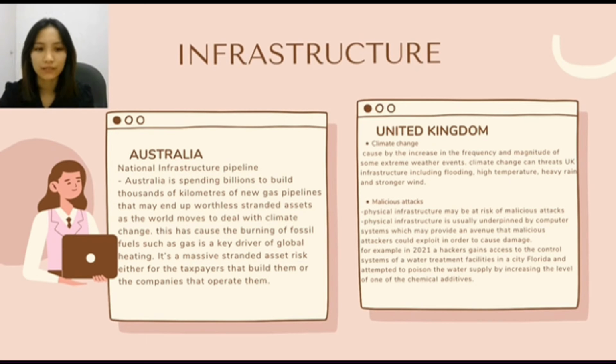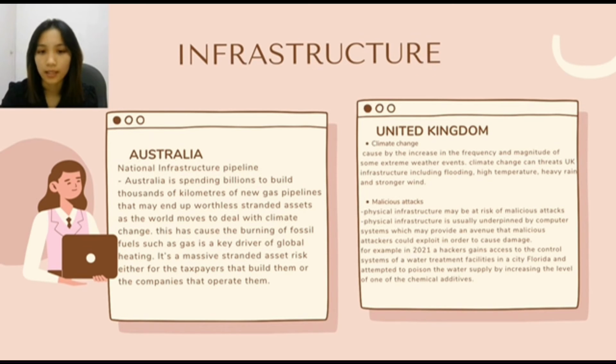It's also a massive stranded asset risk, either for the taxpayer that built them or the company that operates them. In the United Kingdom, climate change is causing an increase in the frequency and magnitude of some extreme weather events. Climate change can threaten UK infrastructure, including flooding, high temperature, heavy rain, and stronger wind.